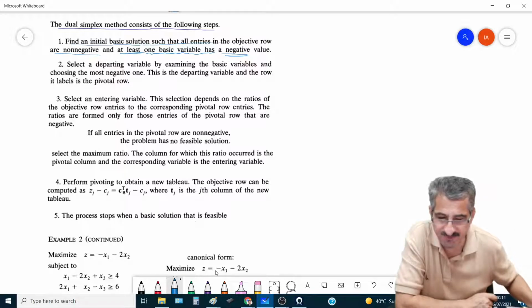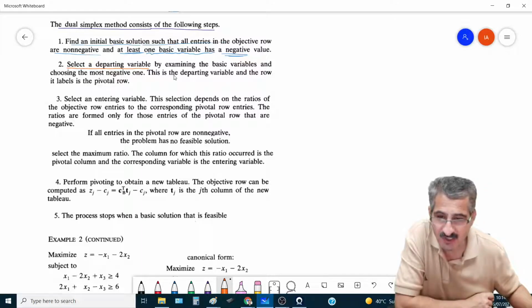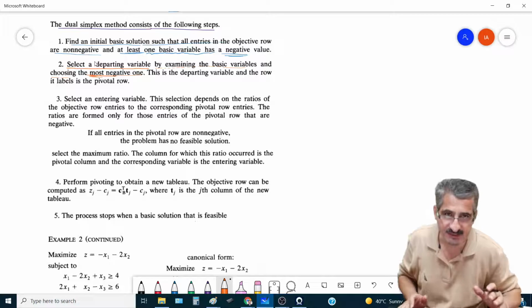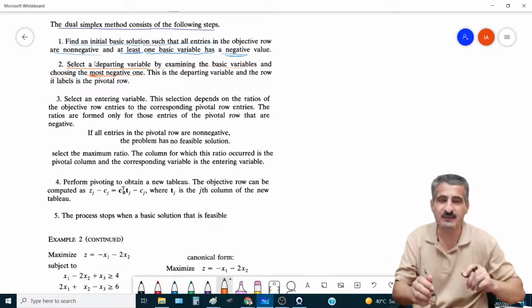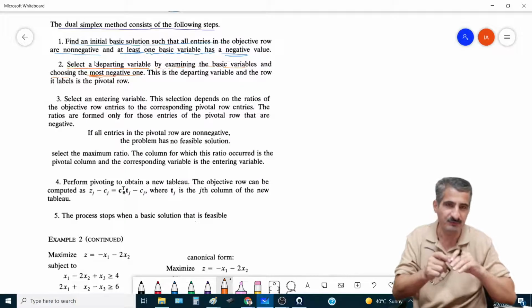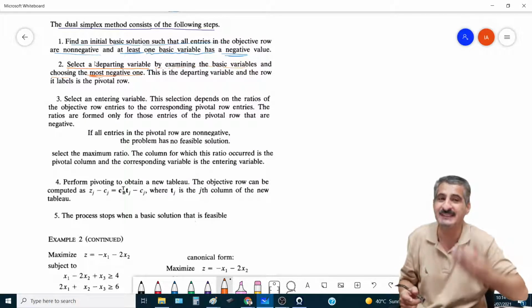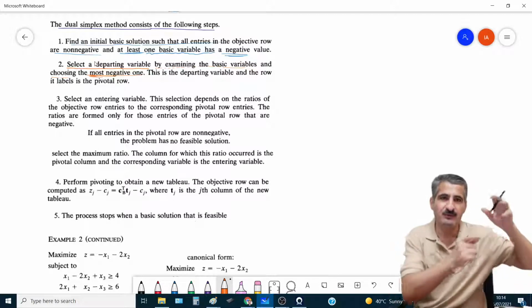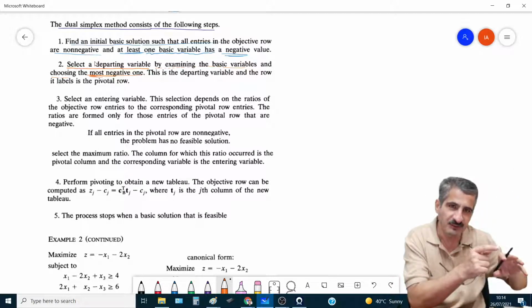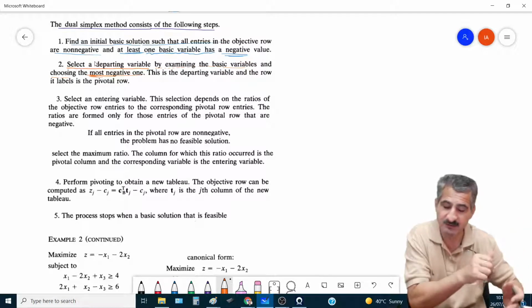Select the departing variable. So here we start with selecting the departing variable. Okay, how do we do that? By examining the basic variables and choosing the most negative one. The most here means the largest negative number. When we use the normal simplex method, we used to go to the objective row and look for the least negative number. Here, we go to the resources column and look for the largest negative number.